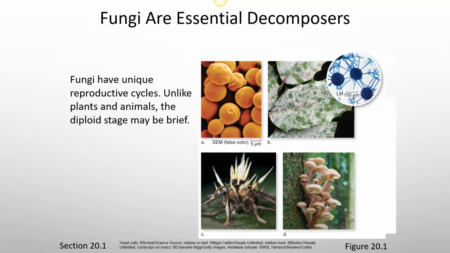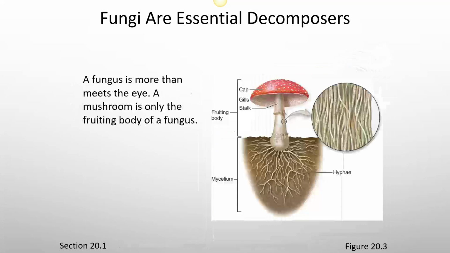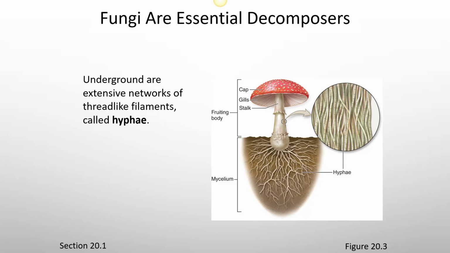Fungi have unique reproductive cycles. Unlike plants and animals, the diploid stage may be brief. A fungus is more than meets the eye. A mushroom is only the fruiting body of a fungus. But underground are extensive networks of thread-like filaments called hyphae.